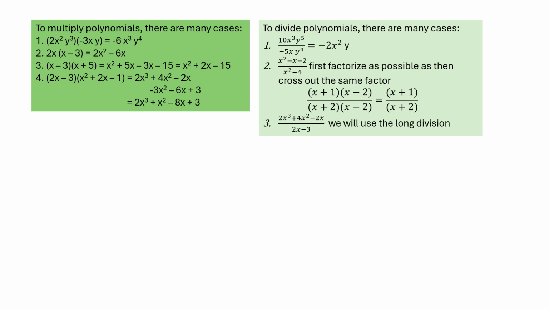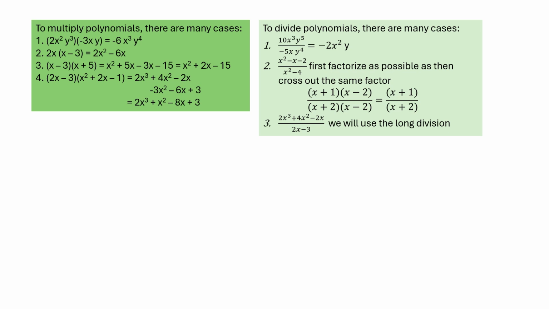With one bracket a binomial and the other a trinomial, you can distribute also and write one above the other. As you see, when you distribute 2x to the bracket, you will get 2x cubed plus 4x squared minus 2x. And when you distribute negative 3 to the same bracket, I'll write x squared under x squared, x under x. So negative 3x squared minus 6x plus 3, then draw a line and combine the like terms.